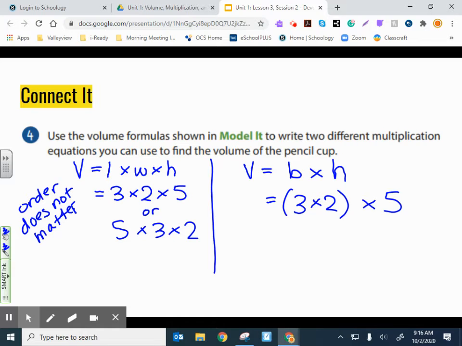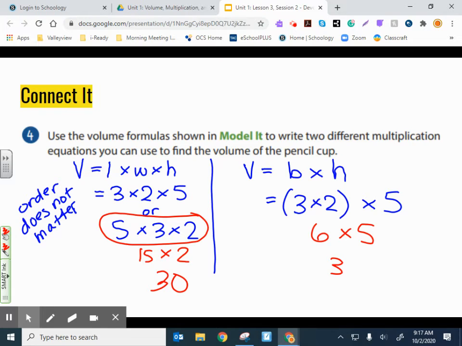So over here, I'm feeling adventurous, I'll start with the second one. Do 5 times 3, which is 15. And 15 times 2, we're doubling 15, that's 30. 3 times 2 is 6. And 6 times 5 is 30. Well, look at that. Both equations gave us the same answer. Not bad.